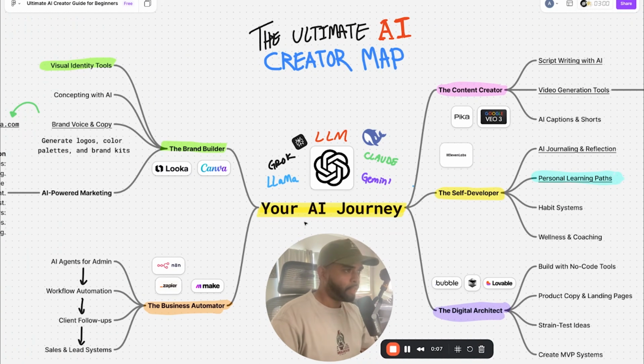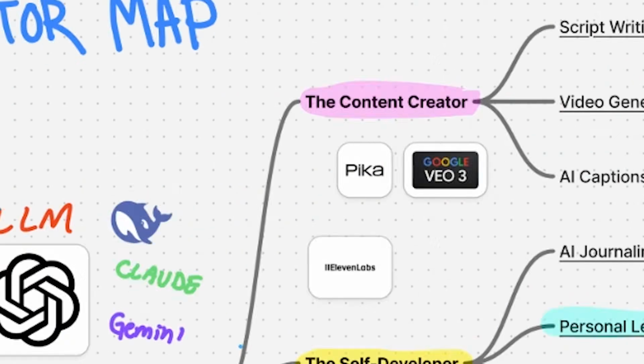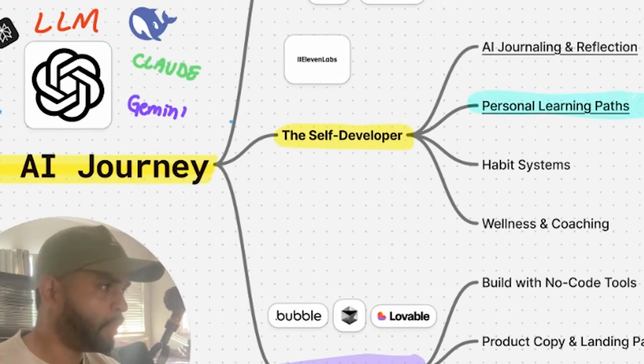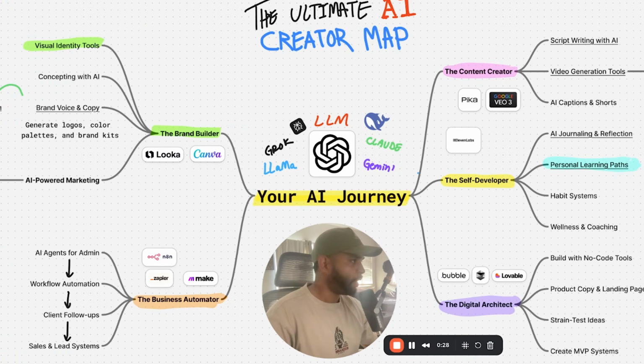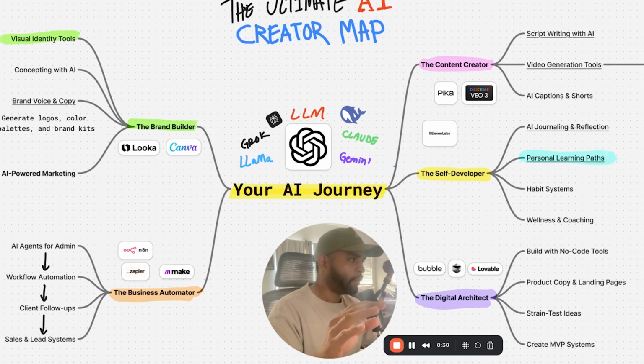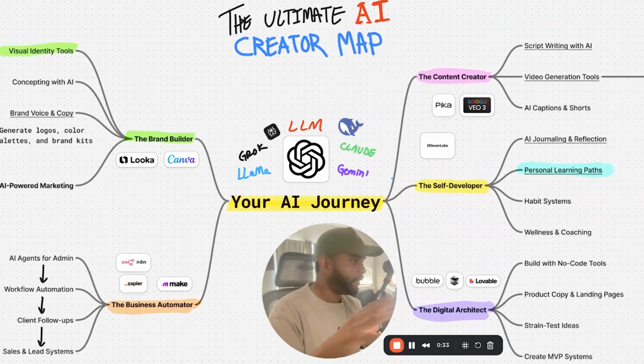So I essentially created this AI creator map as a visual guide to really help us understand the paths that you could take. But let's break this down. So these 5 main paths, depending on your goals, think of it as a sort of choose your own adventure. This map isn't about doing everything, it's about starting somewhere that aligns with you right now.